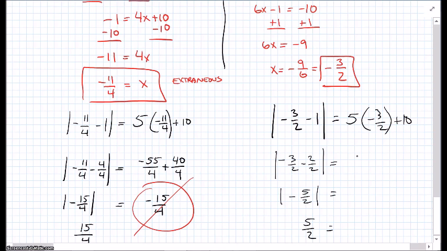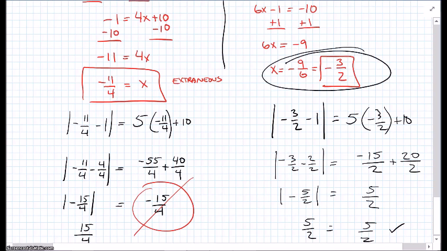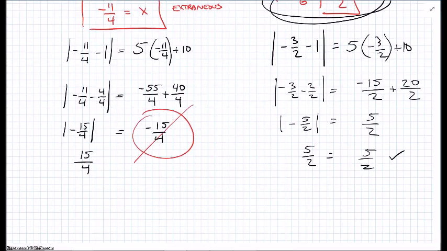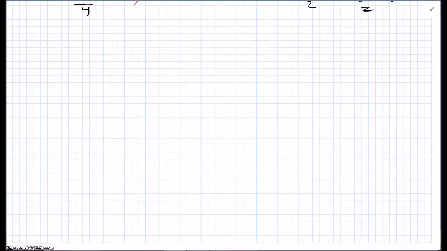Distribute the 5, so I'm going to have negative 15 over 2 plus 10. Well, that would be the same thing as 20 over 2. So that's going to end up being 5 over 2. 5 over 2. So that one checks. So this is the only solution for the problem. X equals negative 3 over 2. Okay, that was number 10. Going on to number 13 to get more work at it.